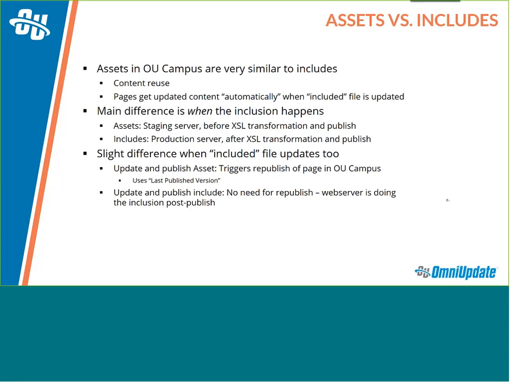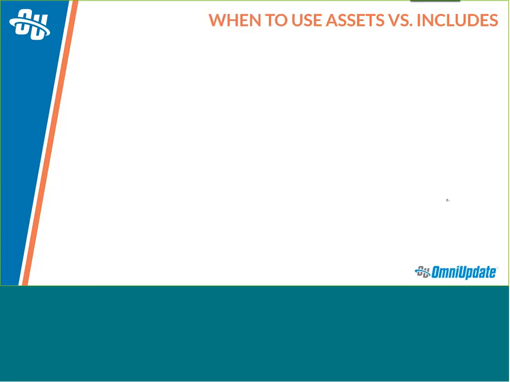Now, that brings up the question of when am I supposed to use one or the other, right? From my experience, assets are typically preferred for ad hoc, on-demand inclusion. So it might not be that every page on my website needs this particular content. Maybe it's only 2 or 3, and those 2 or 3 pages are strewn throughout my entire site.